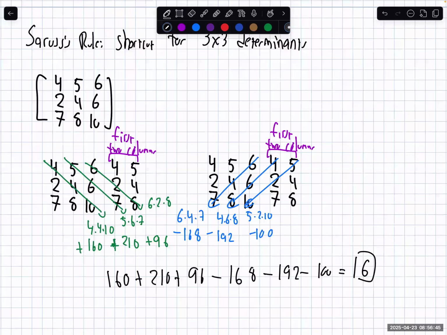That's all there is to it. You've got the 3 columns, put the first 2 columns after that, do the 3 forward diagonals and the 3 backwards diagonals, and forward is positive, backwards is negative, and put them together.